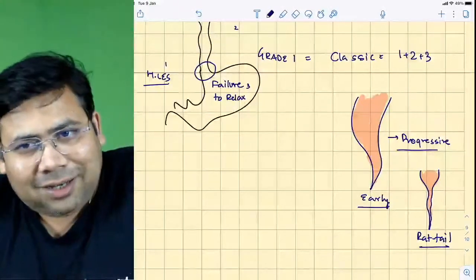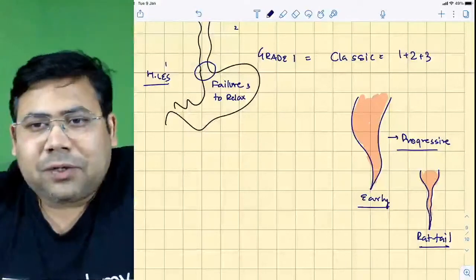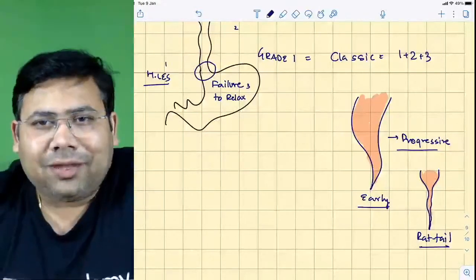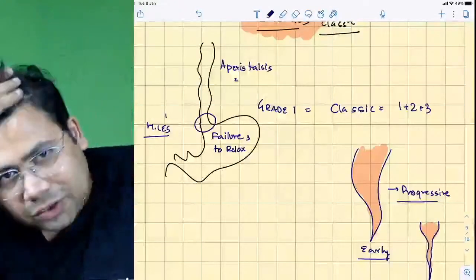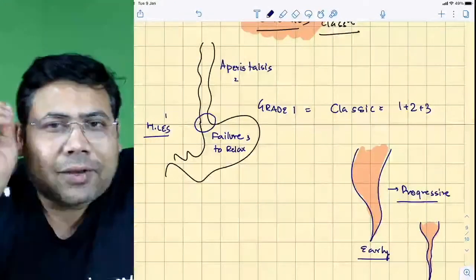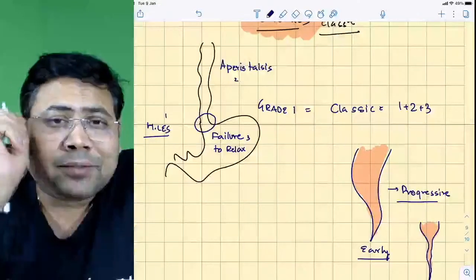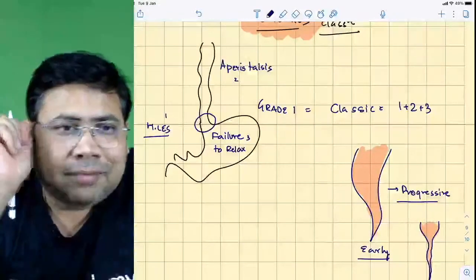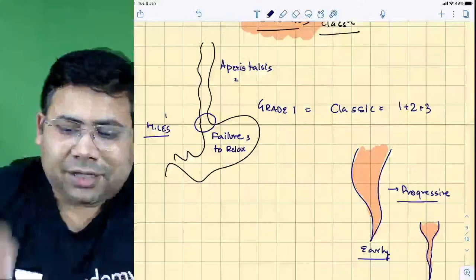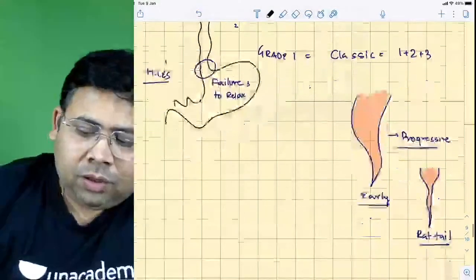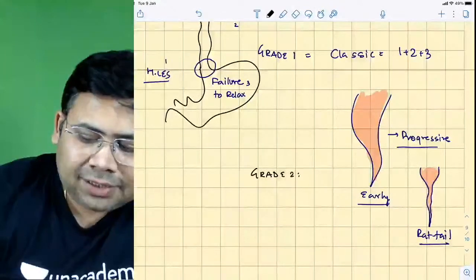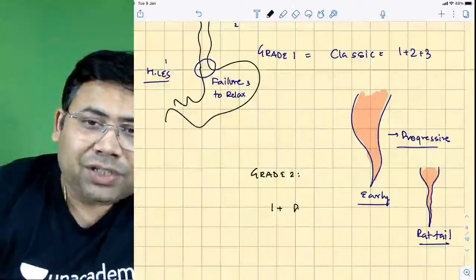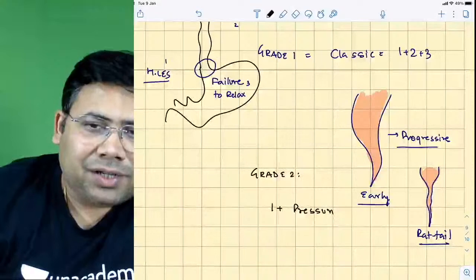So, now you can see. Is that clear? In the late stages, you get to see the typical rat tail. Okay, anyways. Understand this, Sushil. Grade 1: loss of peristalsis, hypertensive LES plus failure to relax. This is grade 1. What is grade 2? Now, in grade 2, what happens? Grade 2 is defined as grade 1 plus pressurization of the esophagus.